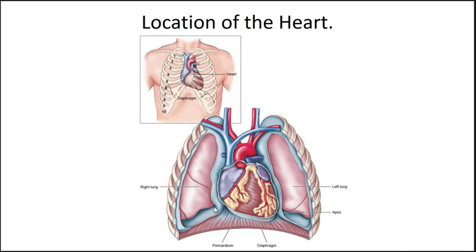And then this top part here of the heart is actually called the base of the heart. So we have the base and we have the apex, and the apex is angulated towards the left side of the body. So that should help you when you are looking at the heart to recognize what structures are the left side versus the right side.